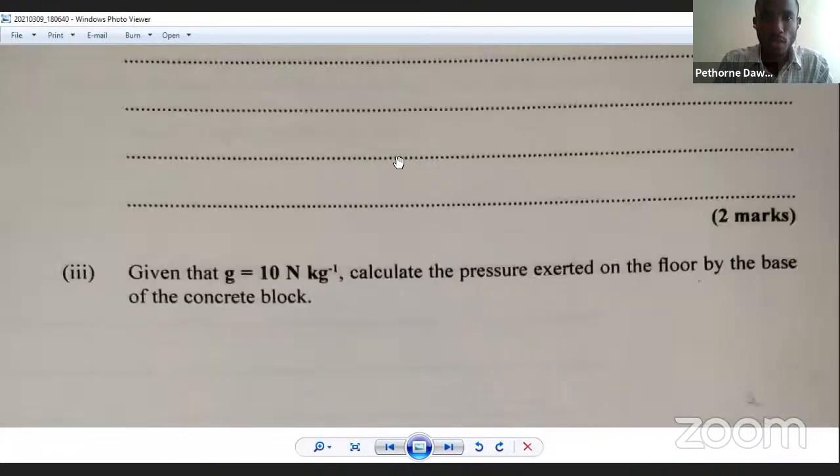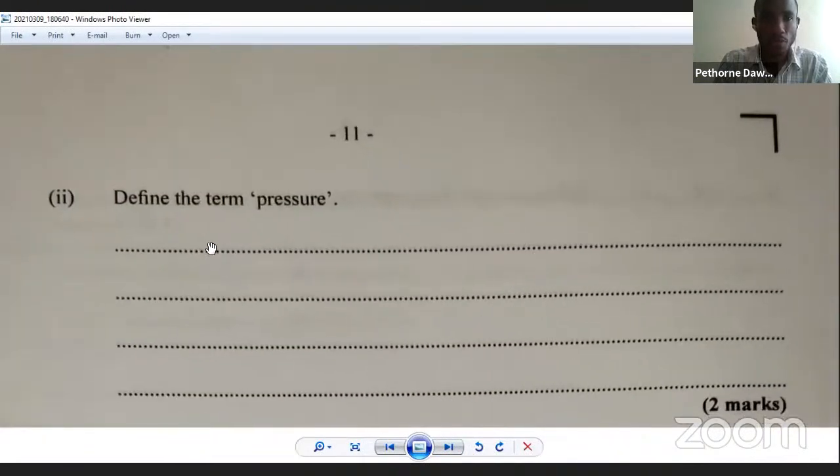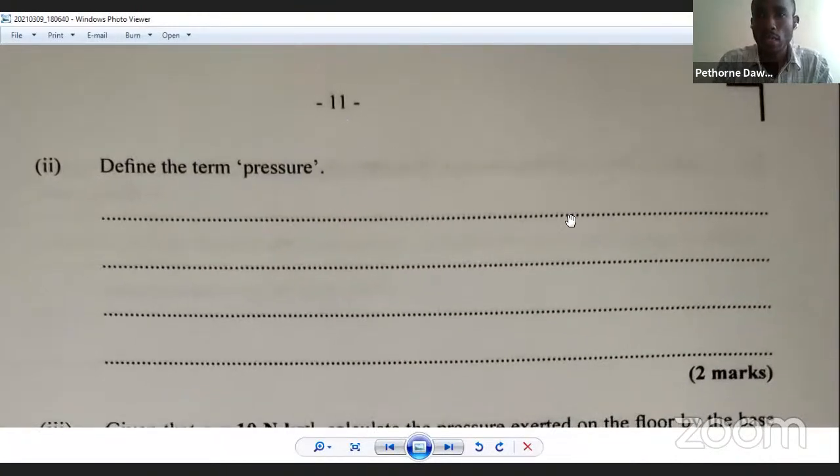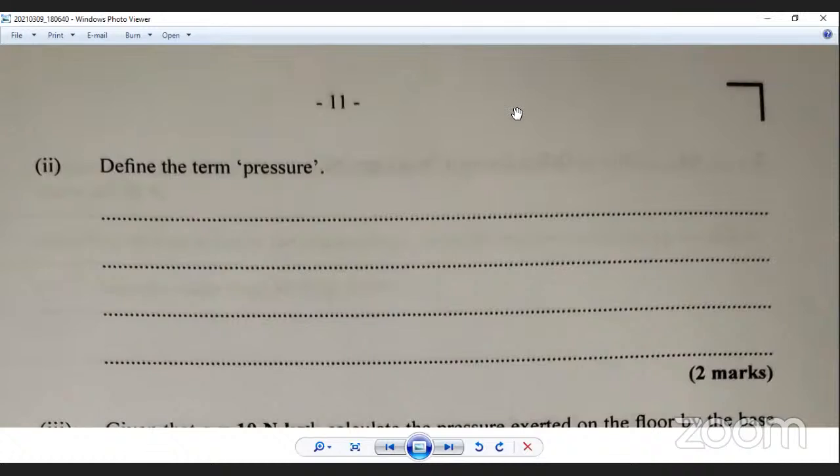Now it says define the term pressure. Does anyone know a 2-mark definition for pressure? I mentioned it earlier on, so if somebody could just basically say it over in one sentence. Please tell me you were listening. You don't remember what I said about pressure?